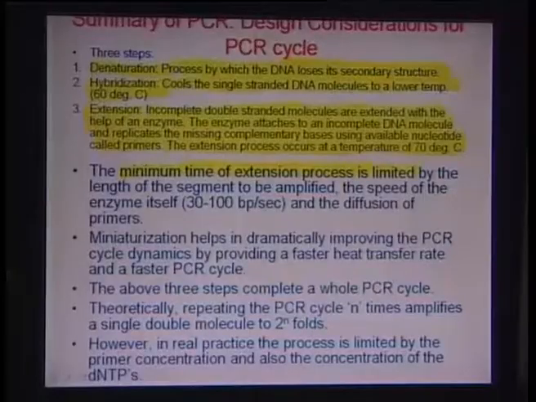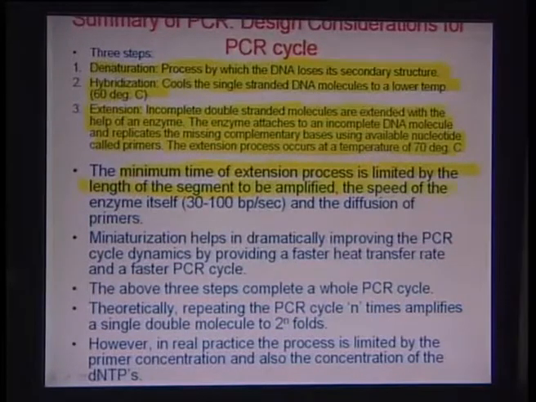So it is a catalyst, it does some catalysis, and then sutures the phosphate group on the sugar, on the last sugar. So it first makes the zip and slowly starts zipping the DNA. That is why it is the slowest step of the process. So normally the minimum time of the extension process is limited by the length of the segment to be amplified.